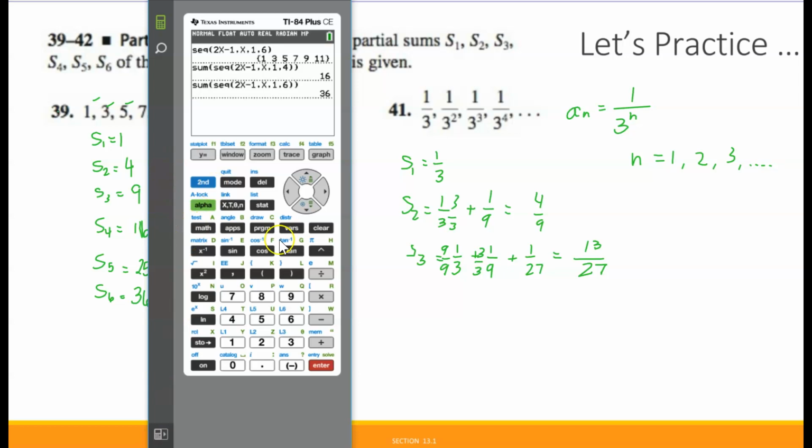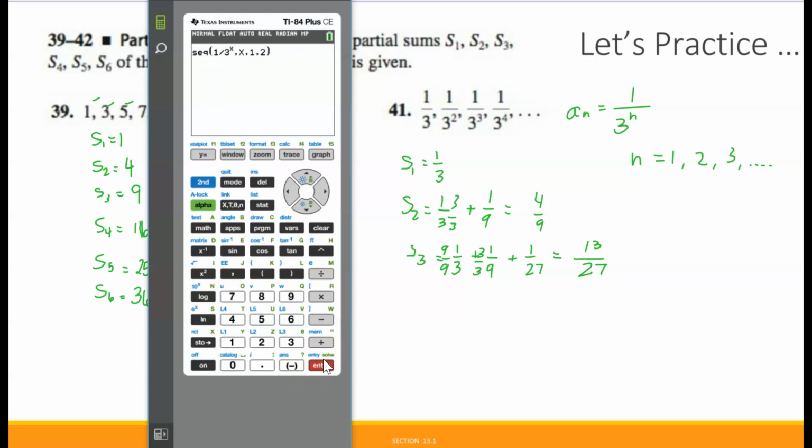Okay, so let's get our formula in. We're going to go second list operations. Option number 5, here's where we can put in an expression. 1 divided by 3 raised to the x power. X is the variable. We're going to start at 1. Let's go to 2. That way we can check this 4/9. Let's look at adding up the first 2 terms of the sequence.